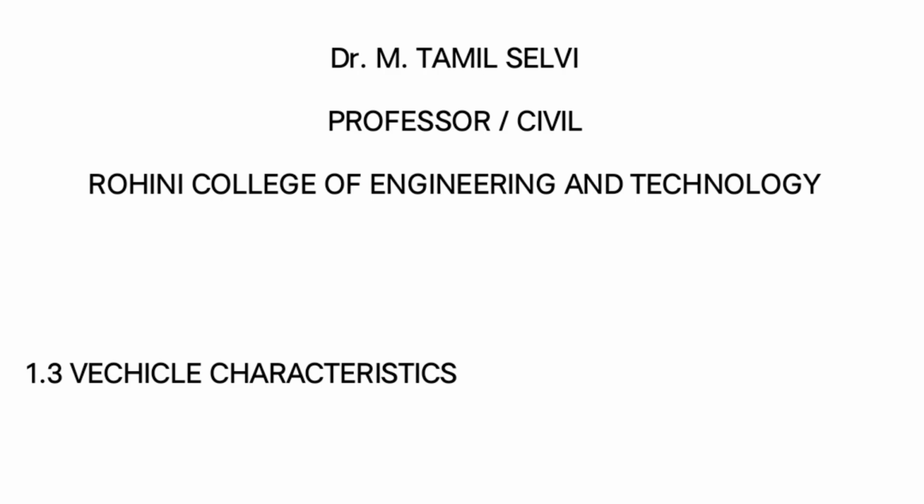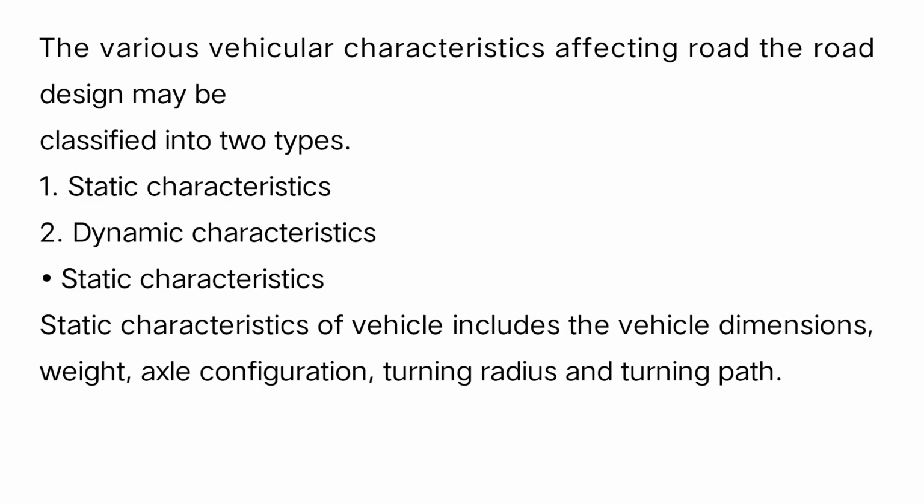The next topic is vehicle characteristics. The vehicle characteristics affecting road design may be classified into two types: static characteristics and dynamic characteristics. The first one is the static characteristics. The static characteristics include vehicle dimension, weight, axle configuration, turning radius, and turning path.